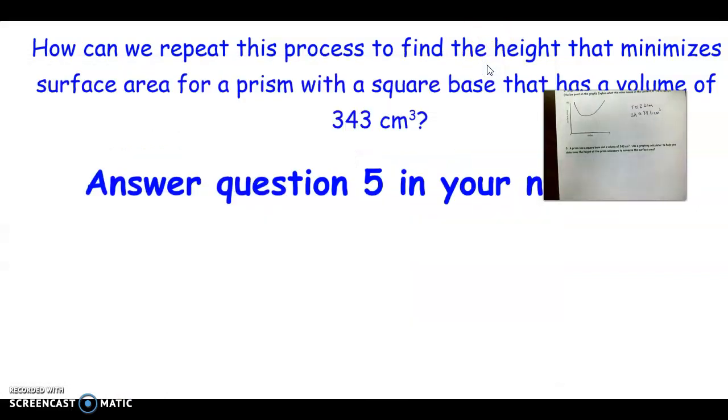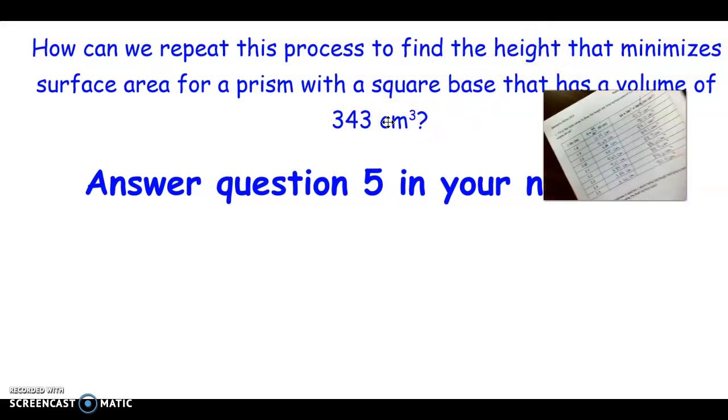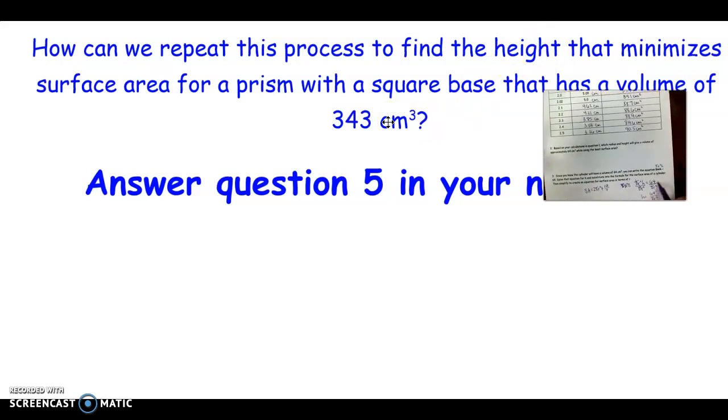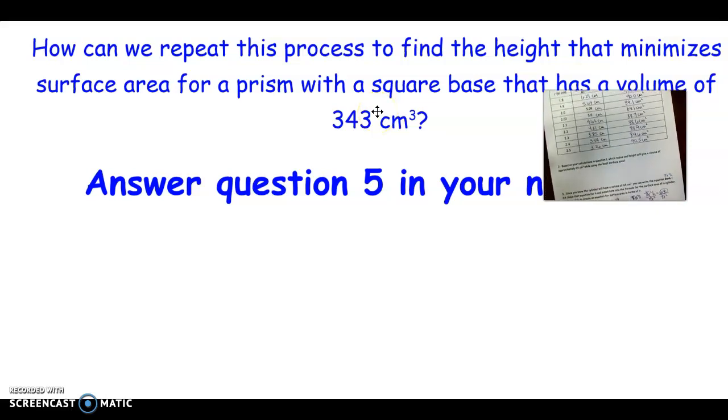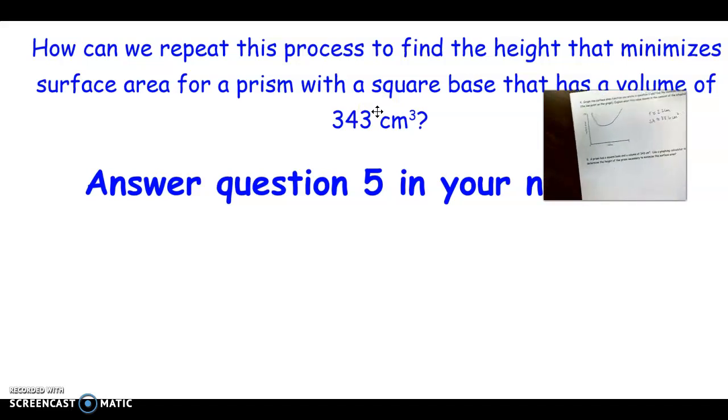So it says, how can we repeat this process to find the height that minimizes surface area for a prism with a square base that has a volume of 343? So if we want to find the height with a volume of 343, that just means over here, anywhere we had 64, we would replace it with 343. So just a different volume is what we're looking at there.